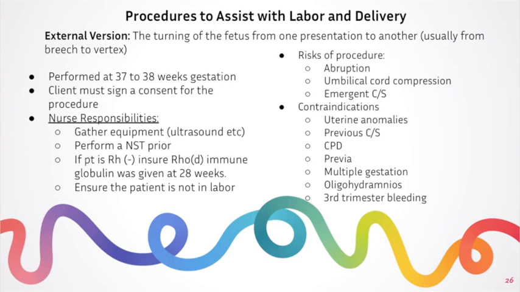A couple things about a version. We do them when they're close to delivery, so 37 to 38 weeks. It is a consented procedure, and it's up to the patient. It's up to the doctor or the healthcare provider to give all of the risks and benefits, and the patient decides whether they just want to have a scheduled C-section because the baby's in the wrong position or they want to try to turn the baby, all right?